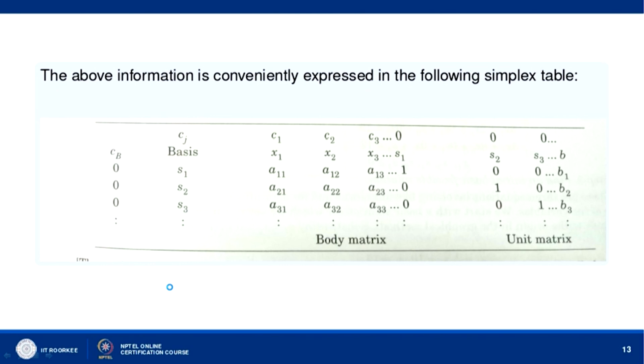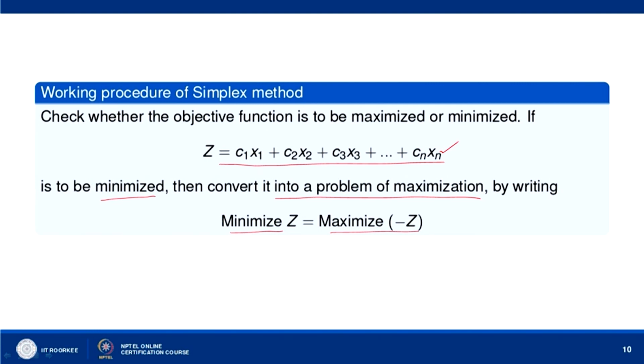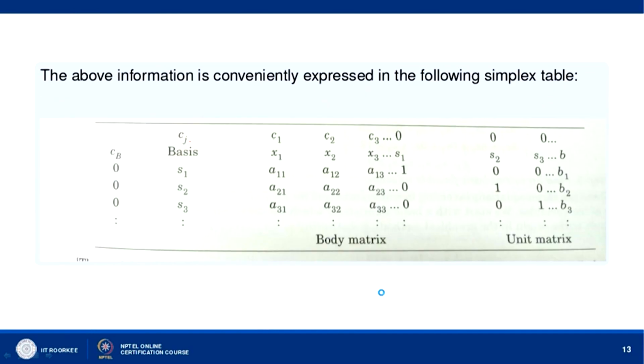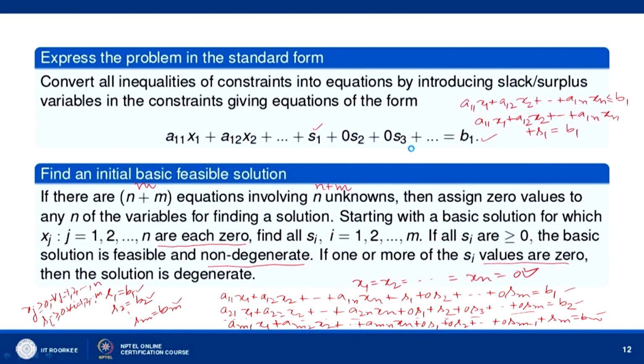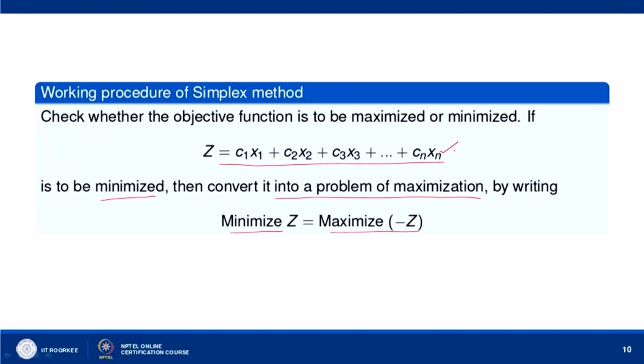Now, let us write this information in the form of this table. So, here what is Cj? C1, C2, Cn are the coefficients of x1, x2, ..., xn, the decision variables in the objective function. So, the coefficient of x1 is C1, the coefficient of x2 is C2, the coefficient of x3 is C3, and the coefficients of S1, S2, ..., Sm are taken as 0 here.